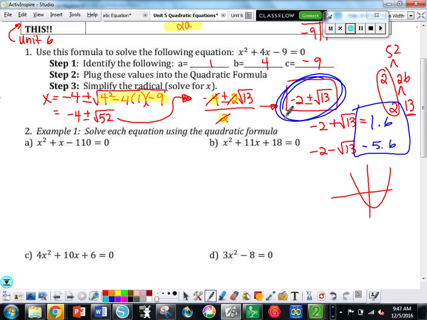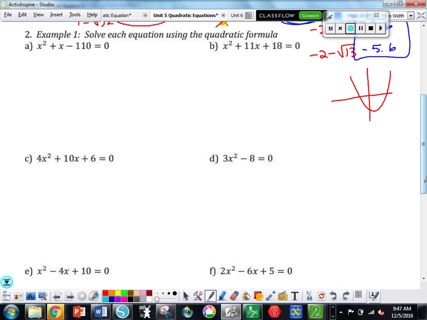Alright, let's do another one. Let's practice a few of these. Let's try part A. First of all, what is A, what is B, what is C? A is 1. B is 1. C is negative 110. Okay?